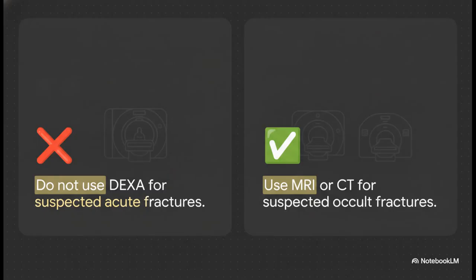The answer is do not use a DEXA scan. DEXA is strictly for screening baseline bone mineral density, period. If you suspect an acute occult fracture because their osteopenia is making it hard to see on a plain X-ray, you have to proceed to advanced imaging like an MRI or a CT scan. A DEXA just isn't going to answer that acute diagnostic question.